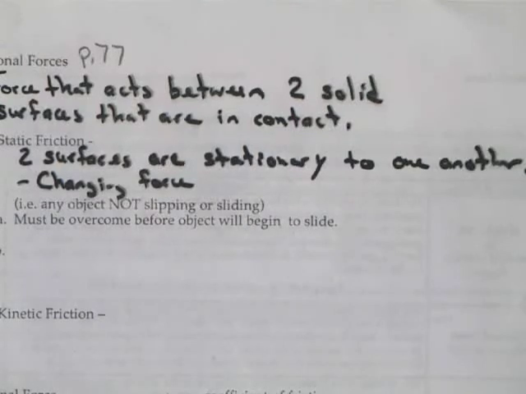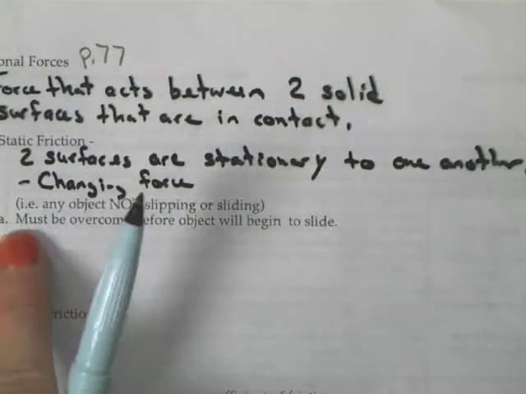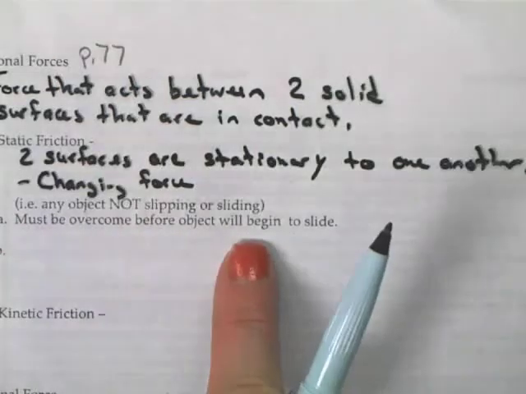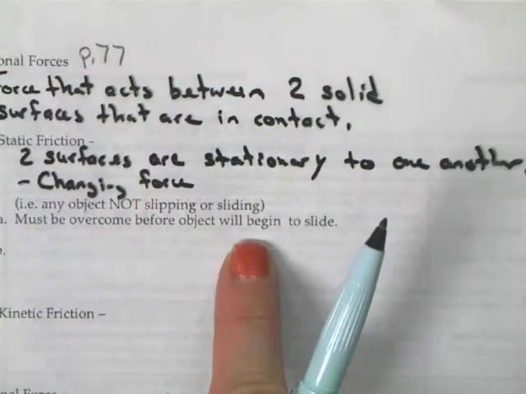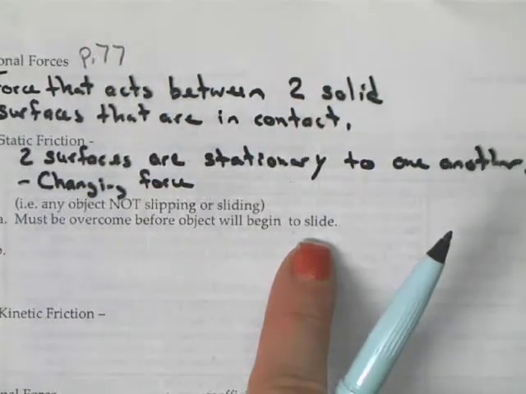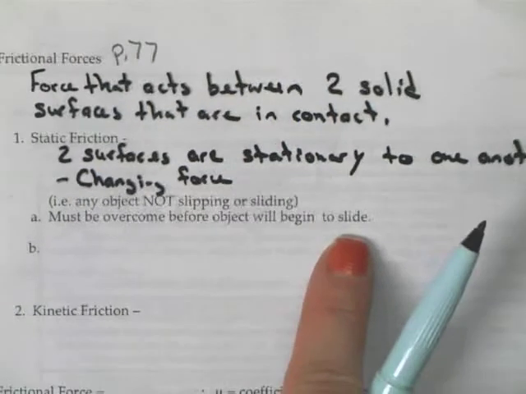Yeah. So when we start talking about how much force is required to get an object to move, we say it's the maximum static friction force that is required to break the static friction and allow it to move. Here, part A, this is the force that must be overcome before an object will begin to slide. So that's what I was just talking about.